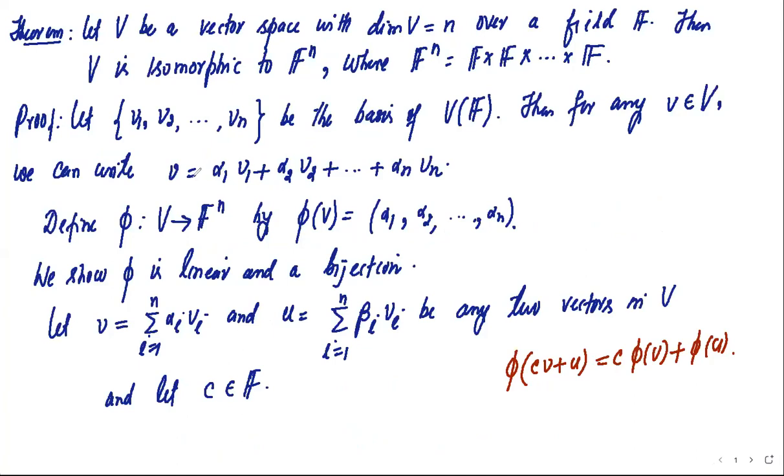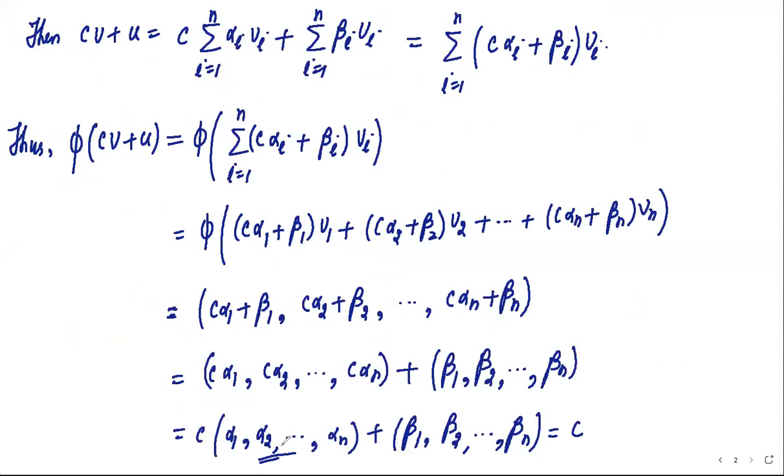These are the coefficients of Vi's in the representation of V. It is here: alpha 1, alpha 2, alpha n, they are the coefficients of Vi's in the representation of V in this ordered basis. Similarly, beta 1, beta 2, beta n, they are the coefficients of Vi's in the representation of U with this basis of V. So this first n-tuple is pi of V, and the second n-tuple is pi of U. Therefore, we have shown that pi of CV plus U is equal to C pi of V plus pi of U.